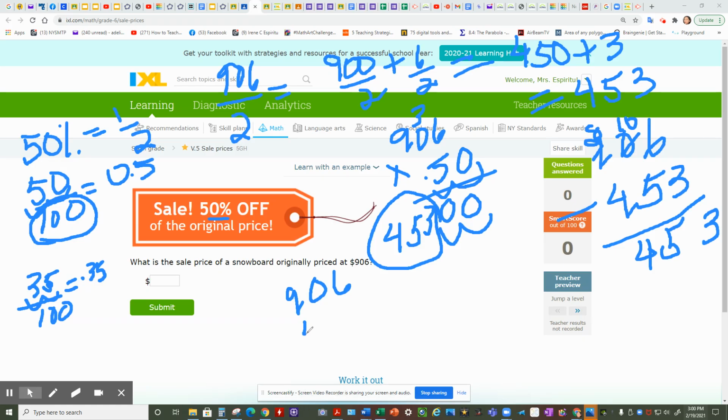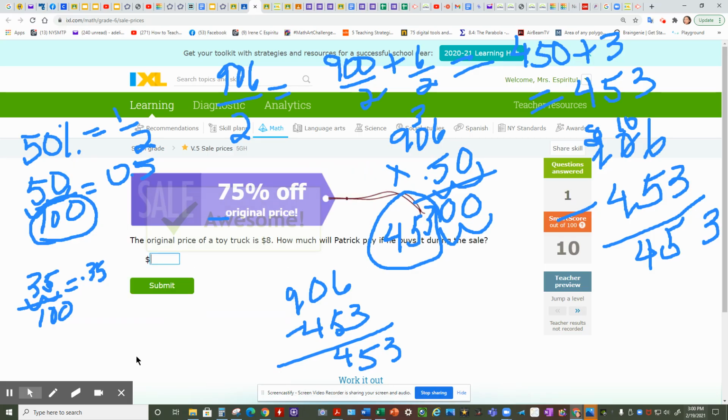that would be the sale price. And we already did that earlier. It's also 453. So let's see if our answer is correct. So this will be the sale price, which is 453. Awesome.